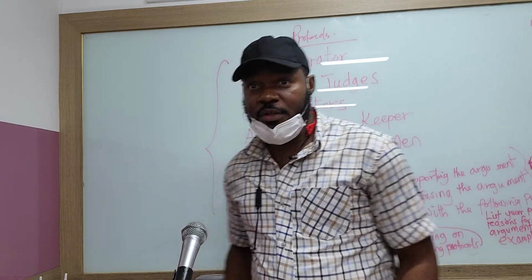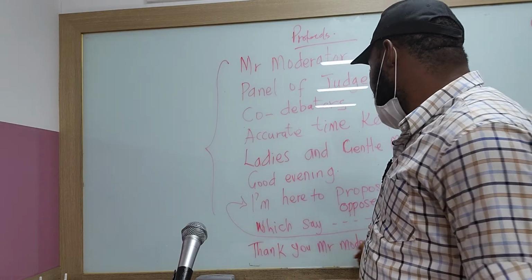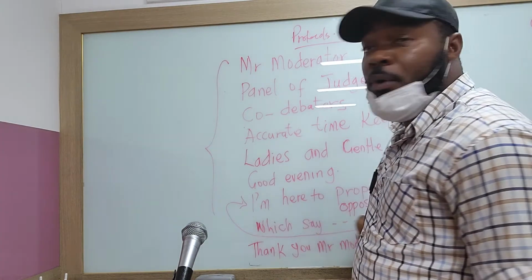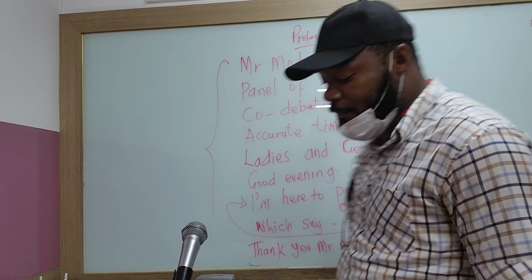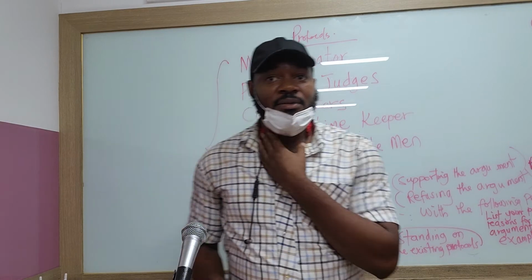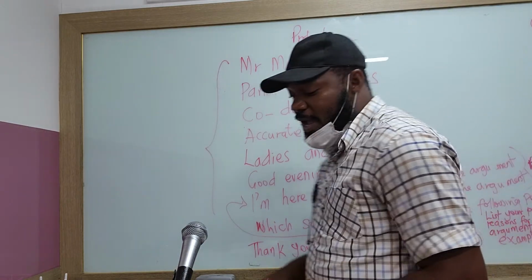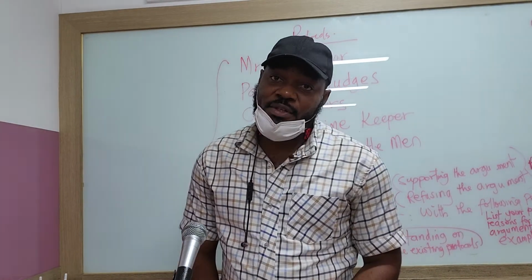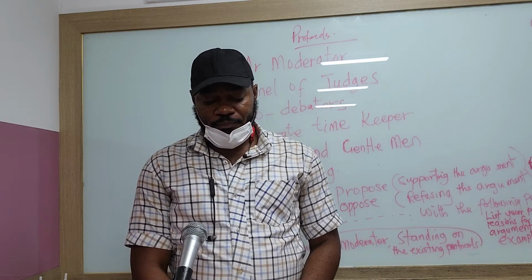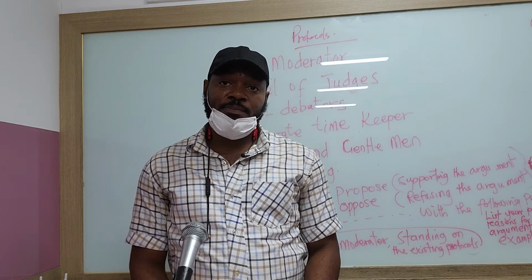So you say thank you, just to be polite. So thank you, Mr. Moderator, standing on the existing protocols. I'm here to propose, or I'm here to oppose the motion which says students would benefit greatly from learning practical subjects at school, with my following points. Okay, that's what you need to do. And then remember, you all have to list your points, which we did in the former class. So you list your points. When you list your point, you have reasons for your point, and you make examples for your point to enable you speak fluently.